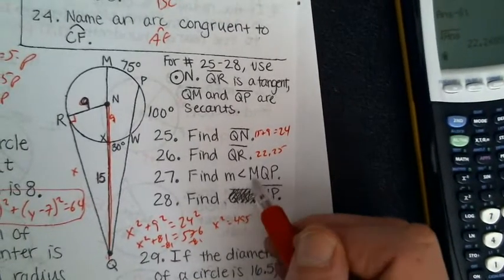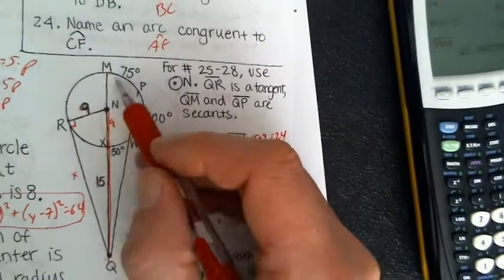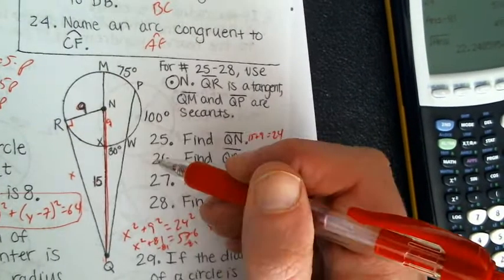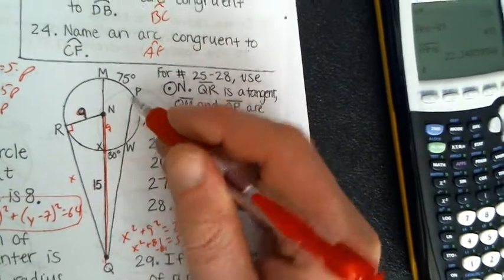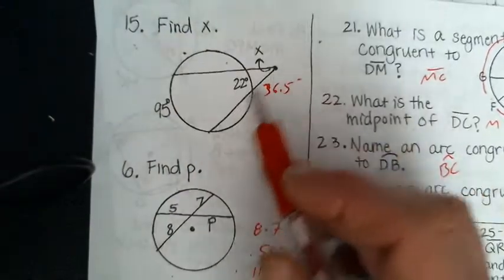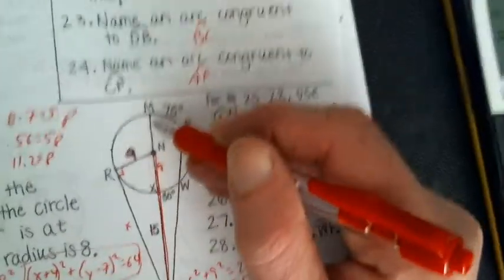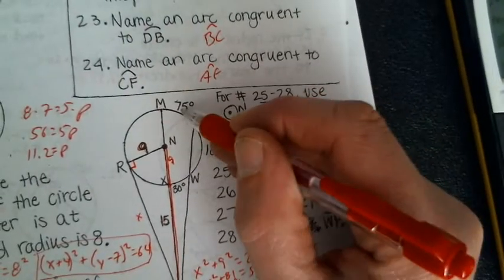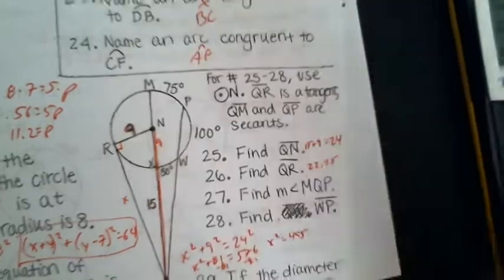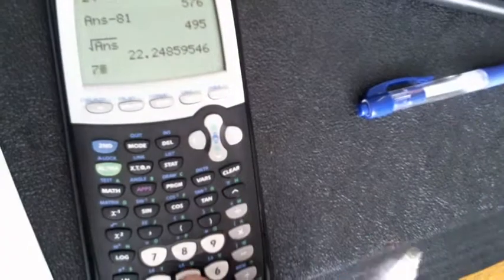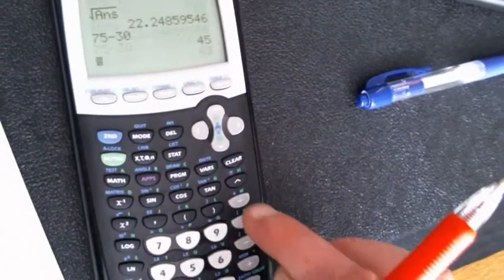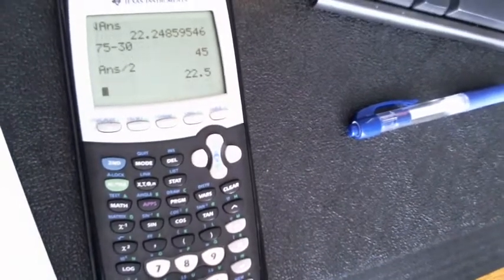Find the measure of MQP. So this is just like this, coming out and going back in. This comes out and goes back in. That means big one minus the little one divided by 2, because it's outside. Big one minus little one. 75 minus 30 divided by 2. 22.5.